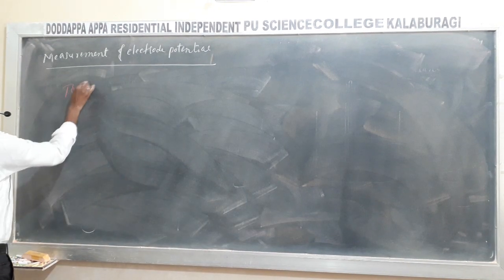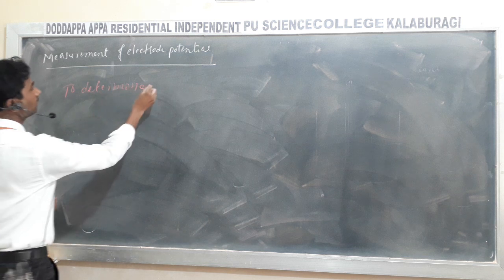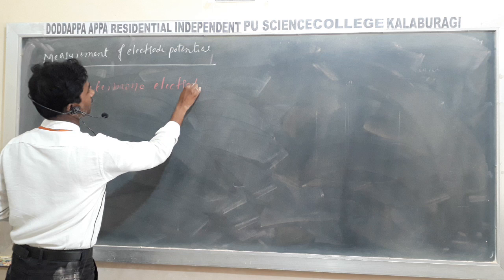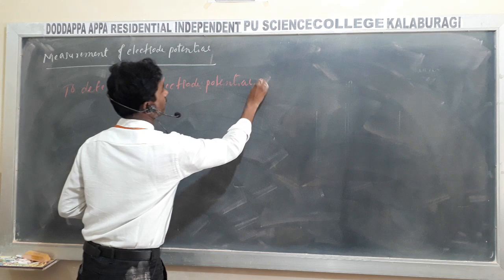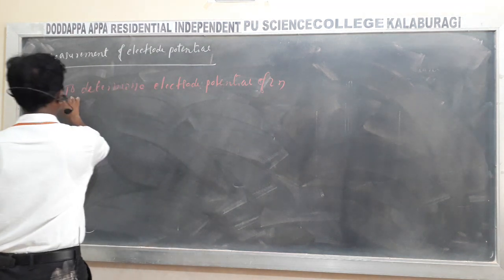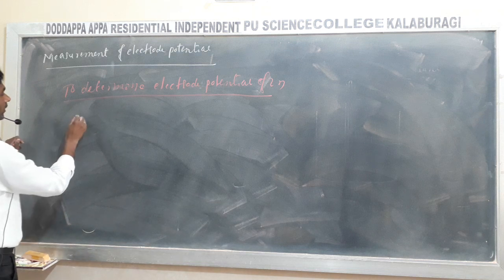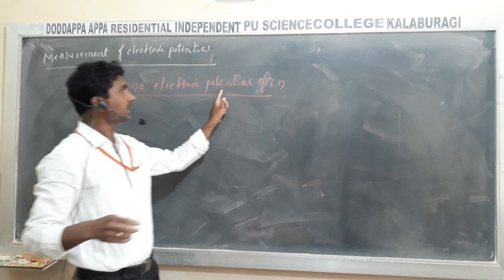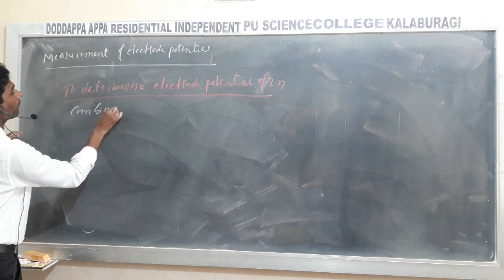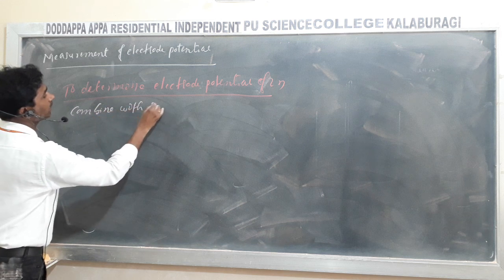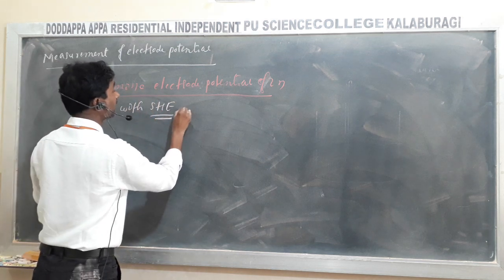Similarly, to determine the standard electrode potential of zinc, how can we do it? If you want to determine the standard electrode potential of zinc, again you have to combine it with the standard hydrogen electrode, because it is a reference electrode.